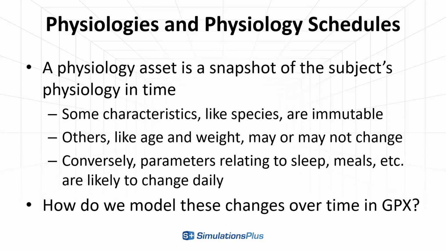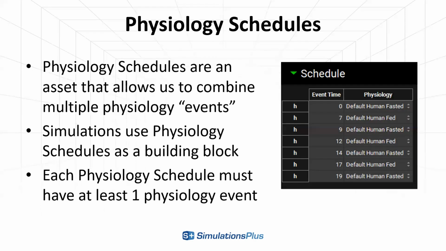And so how do we capture these changes over time? We use a physiology schedule, which links a series of physiologies, each one representing a state, i.e. the fed state or the fasted state, over time. So physiologies in GPX are used within physiology schedules. And physiology schedules are also a reusable asset, and they are the ones that are actually called by the simulation.